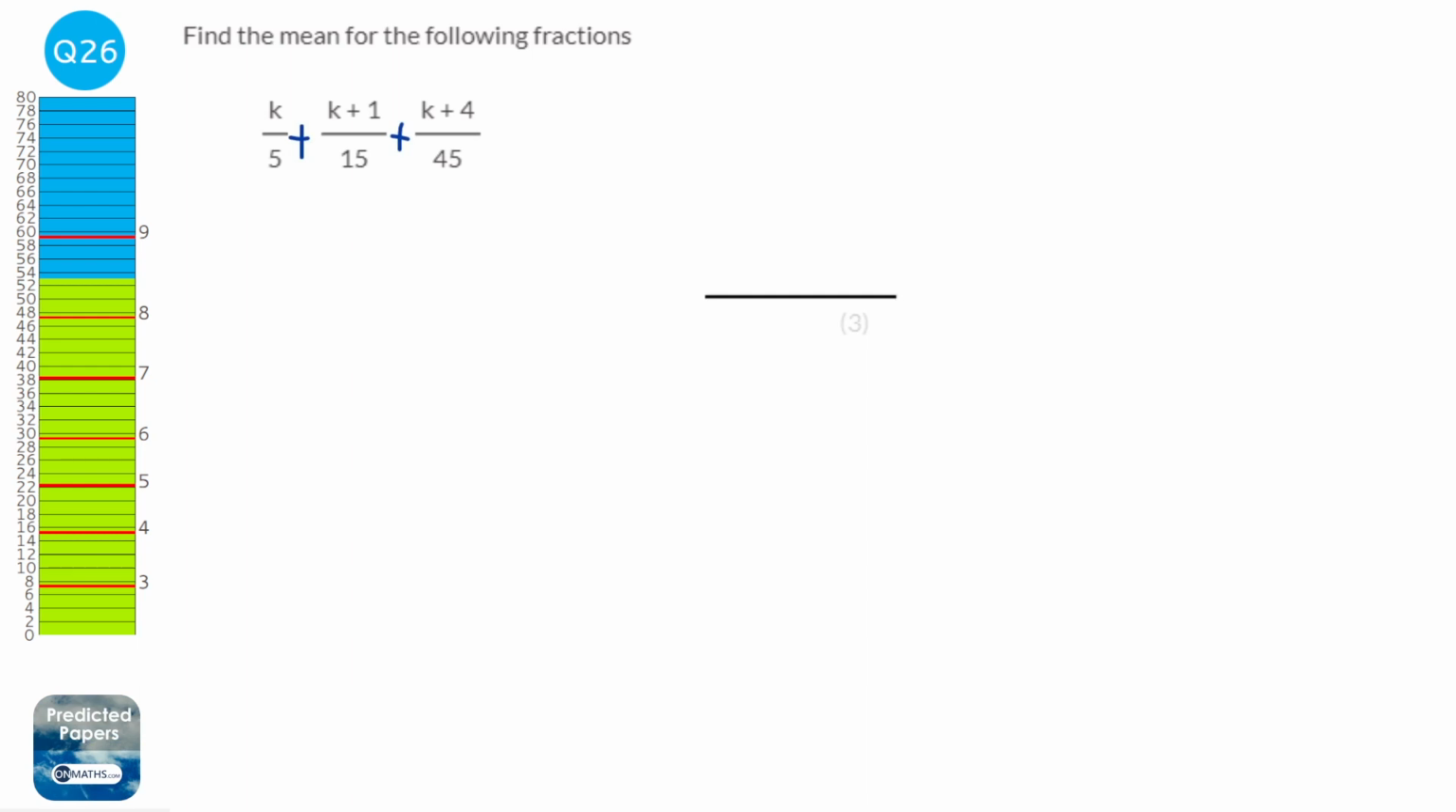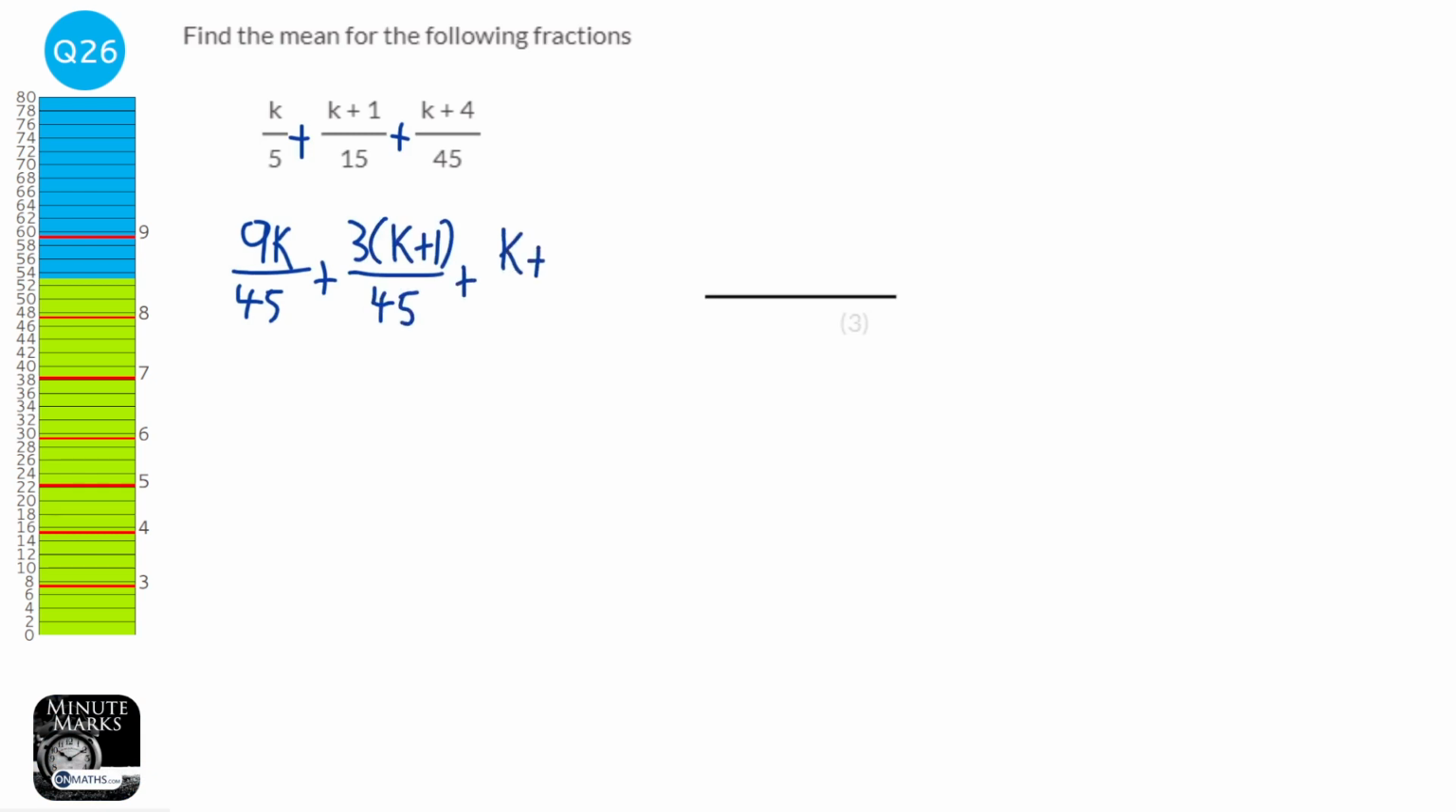So we're going to times top and bottom of the first one by 9. So we end up with 9k over 45. Times top and bottom by 3, and so it would be 3 brackets k plus 1 over 45, and the last one is over 45, so we don't need to do anything for that.